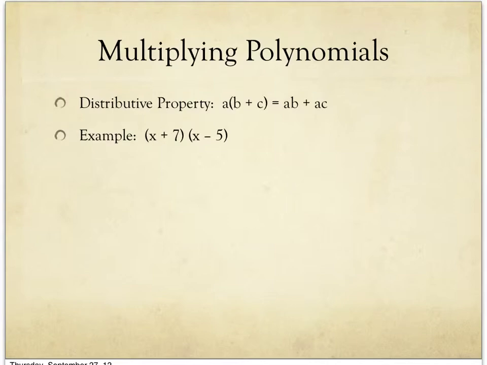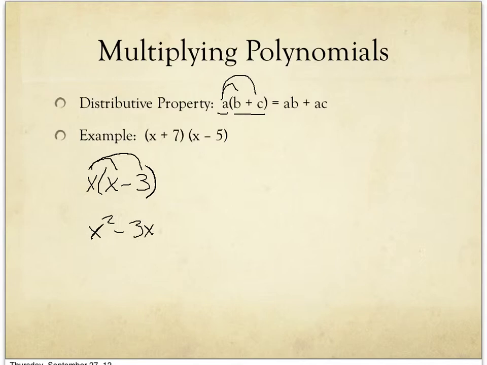When we're multiplying polynomials, we're going to apply the distributive property. And this is a property that we use over and over and over. So if I say a times (b plus c), that means a times b plus a times c. Okay? And what this might look like is x times (x minus 3). That would be x times x, which is equal to x squared, and x times negative 3, which is negative 3x. Here's another example with multiplying two binomials together.